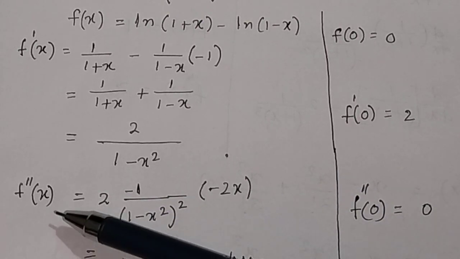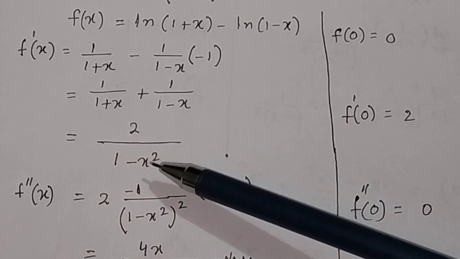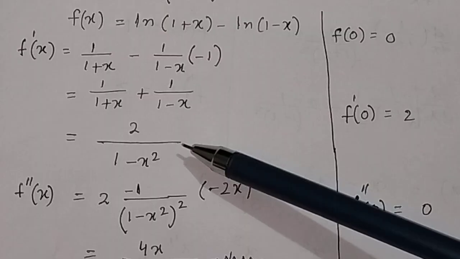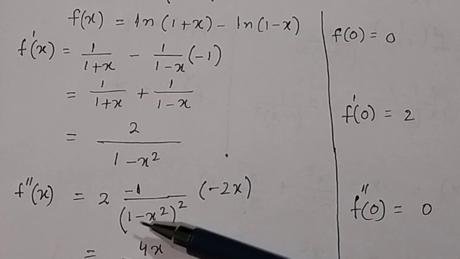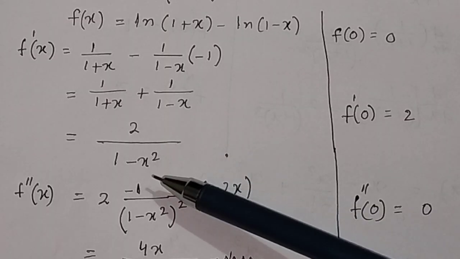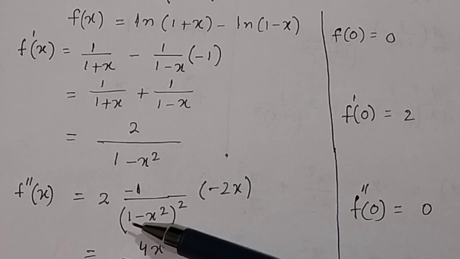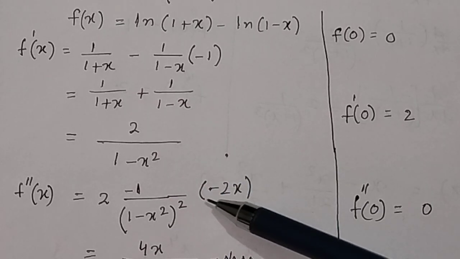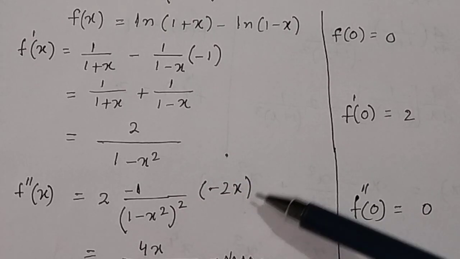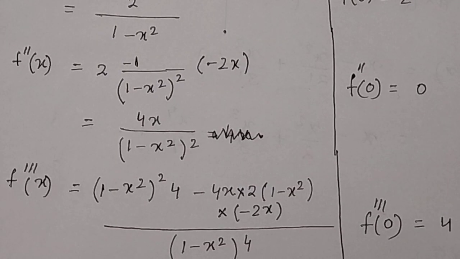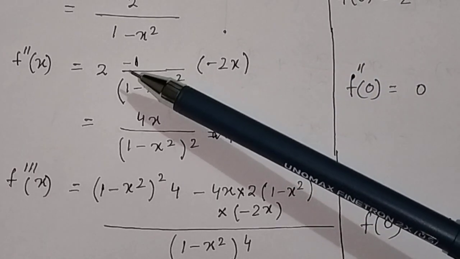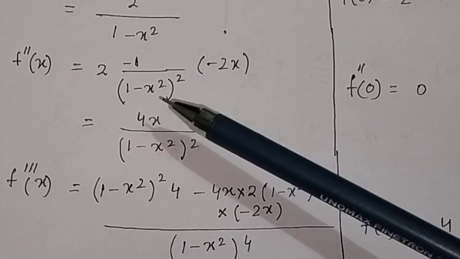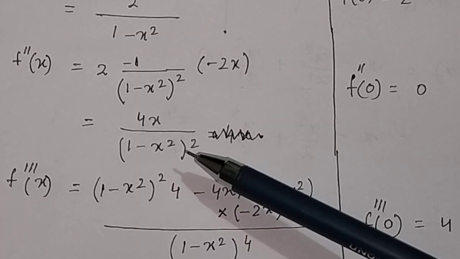Now we will find the second derivative of the function. If you differentiate 2 divided by (1-x²) with respect to x, what will be the derivative? The derivative of 1 divided by (1-x²) is minus 1 divided by (1-x²) whole squared, and the derivative of 1-x² is minus 2x. So if you simplify it, minus, again minus, is plus, so 2 into 2x is equal to 4x. In the denominator you have (1-x²) whole squared.